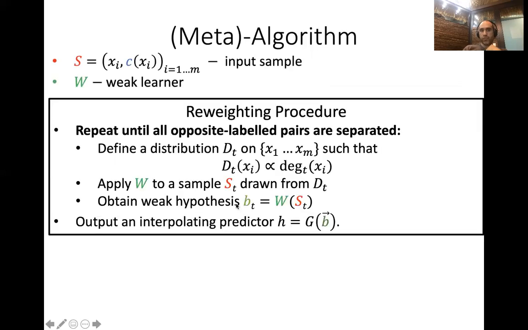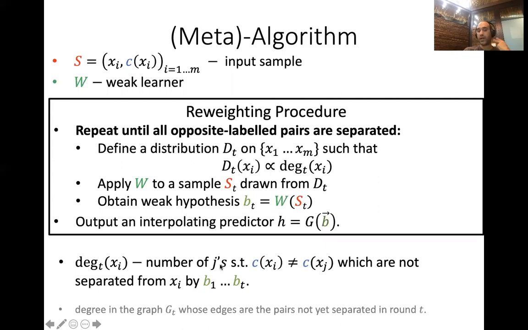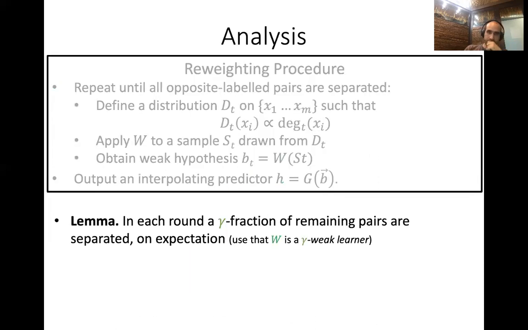So we basically repeat until we have separated all opposite labeled pairs. At each time step t, we define a distribution D_t on the input sample, where each example x_i is assigned a probability which is proportional to its degree. What is the degree of a sample? The degree of a sample is the number of j's that have opposite label from it and are not yet separated from it. And then a simple analysis shows that in each round, a gamma fraction of the remaining unseparated pairs are being separated.